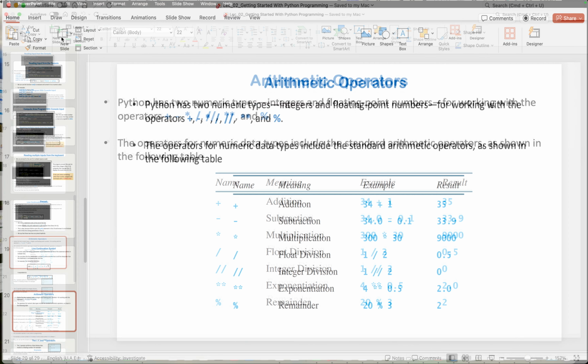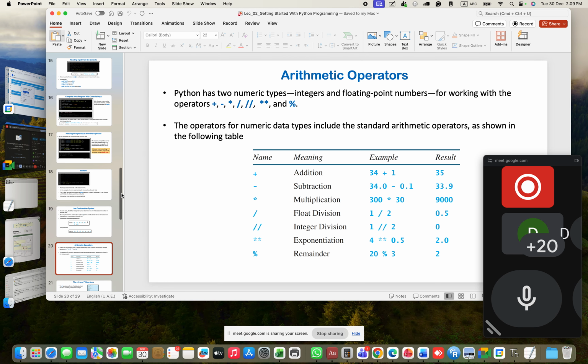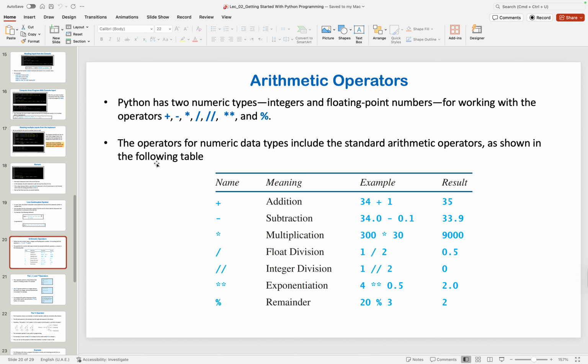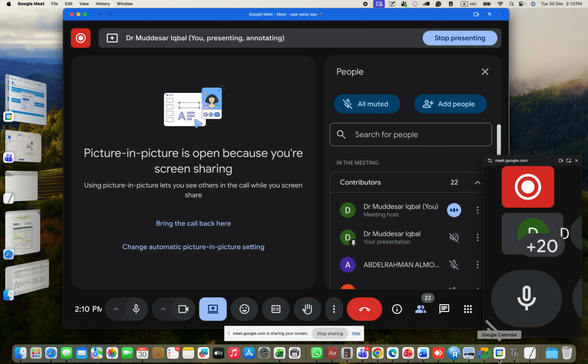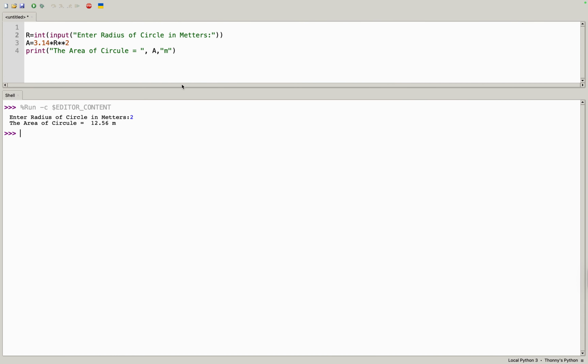Doctor, what's the difference between float division and integer division? Float division and integer division. Okay, let me do this again. Normally when you do the division, let's go back to the lab again. This is our lab.